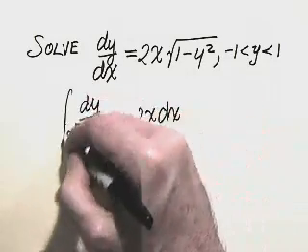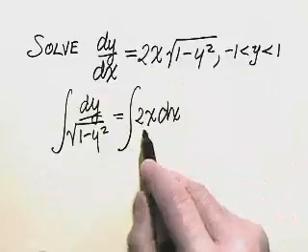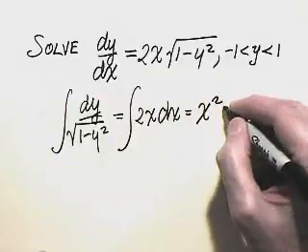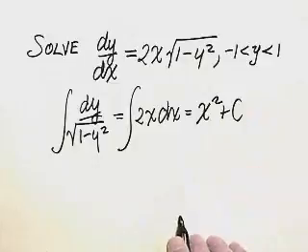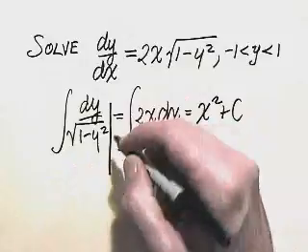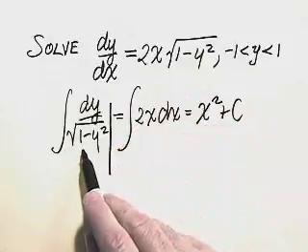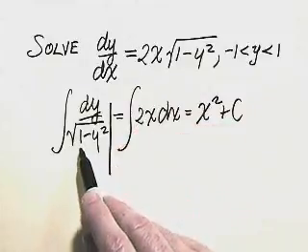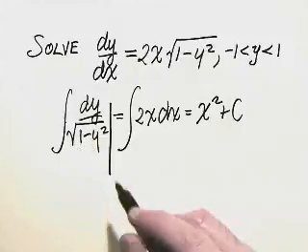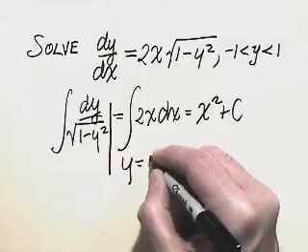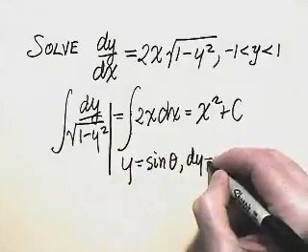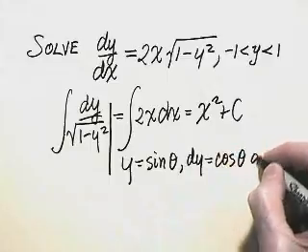So now we integrate both sides. Antiderivative of 2x is simply x squared plus a constant of integration. It's the left side here that's going to cause us some trouble. And here we want to make use of the Pythagorean identity, which says 1 minus sine squared is cosine squared. And so we're going to set y equal to sine theta. Then dy is cosine theta d theta.